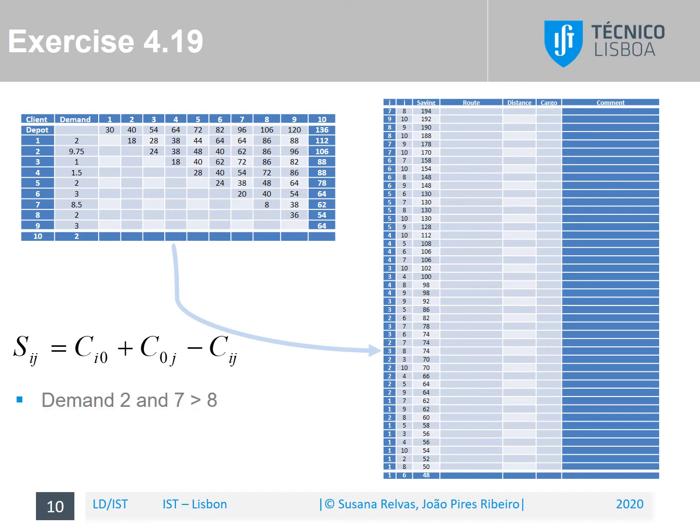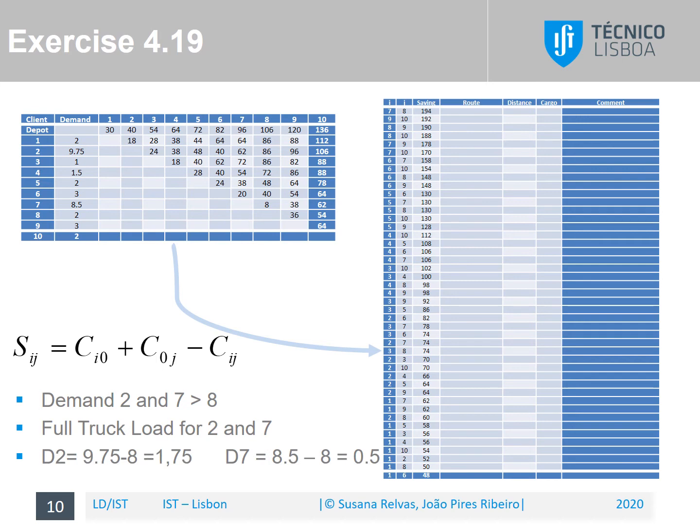So we are going to have the demand for client 2 and the demand for client 7 to have a full truckload. And that way we already have 2 routes. One route that only goes to 2 and another one that only goes to 7. And the remaining demand is going to be 175 for client 2 and 0.5 for client 7.